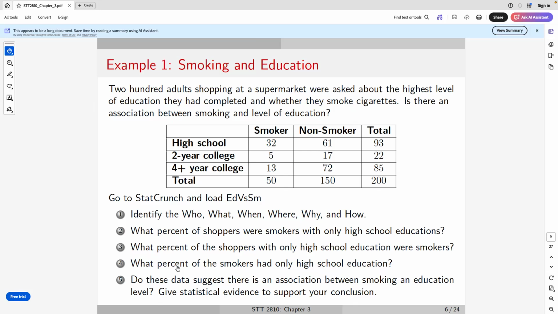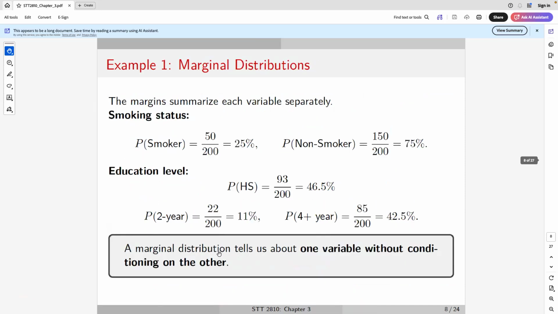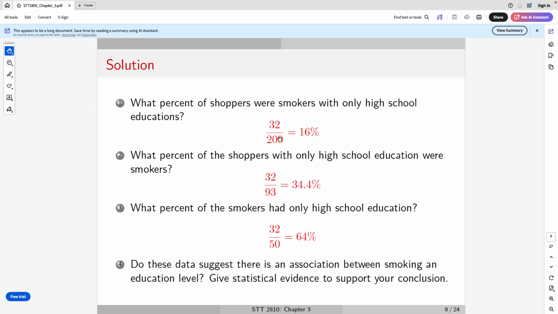Now, let's get to the fourth one. What percent of smokers had only high school education? So, what percent of what? Smokers. How many smokers do we have? 50. How many of them have only high school education? 32. You see, it's not hard. Is that okay? Good. We will come and do these later when we come back from StatCrunch. But what is important is to learn how to answer these questions. All that we did, you can find here.